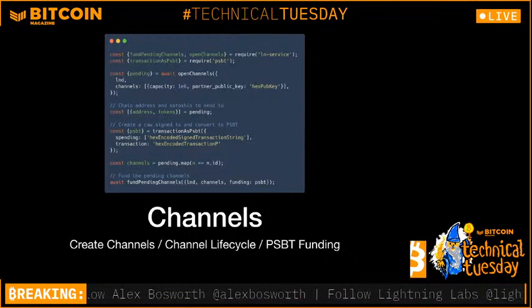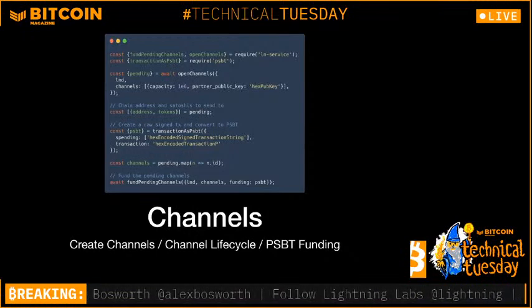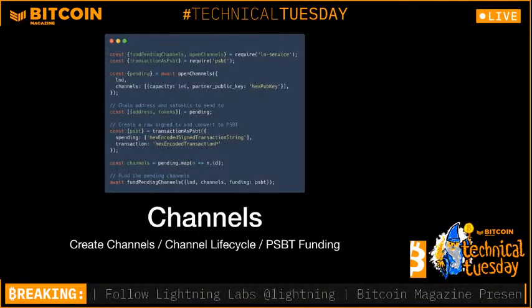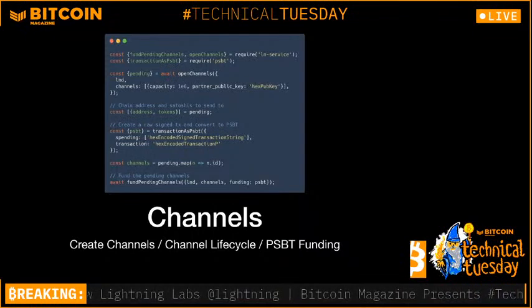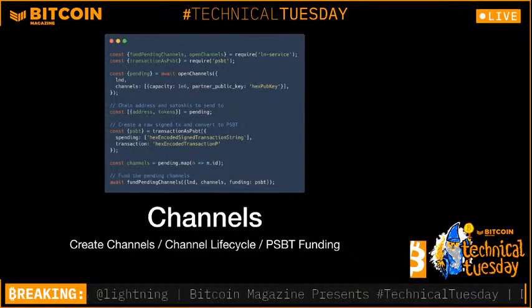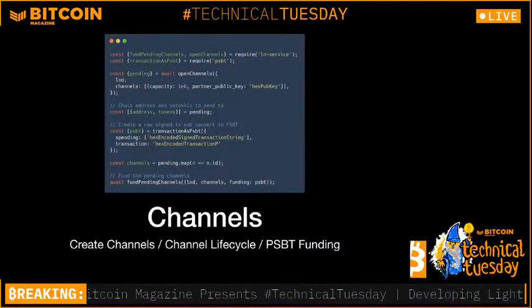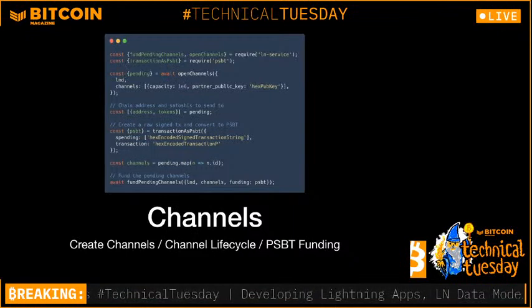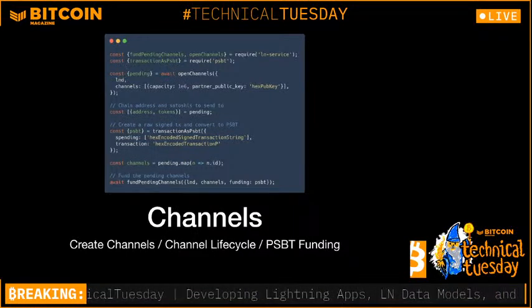Okay, so in the wallet, then you can start to do exciting things. Like you can create channels. So one of the coolest features that has recently been introduced into LND is called PSBT funding. So PSBT is a partially signed Bitcoin transaction, but in LND's case, it actually uses a fully signed Bitcoin transaction, but in the PSBT format.